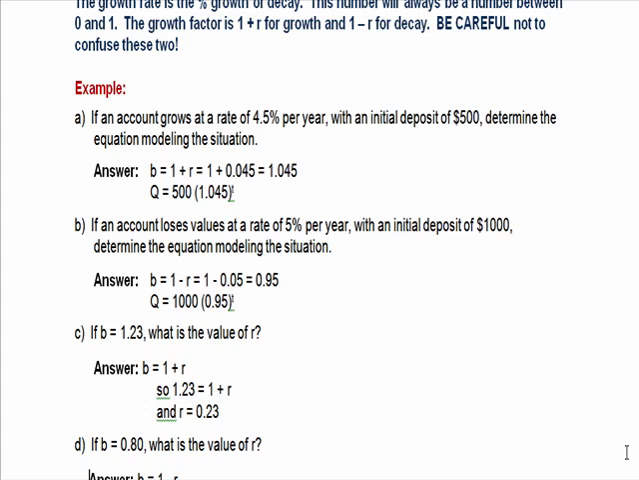Well, notice I was given the percent, so the percent is my R. It's growing, so I'm going to use B equals 1 plus R. So it's going to be 1 plus, and 4.5% as a decimal is 0.045. So our B is going to be 1.045. And now if we substitute in the initial value and our B, we have Q equals 500 multiplied by the quantity 1.045 to the T.